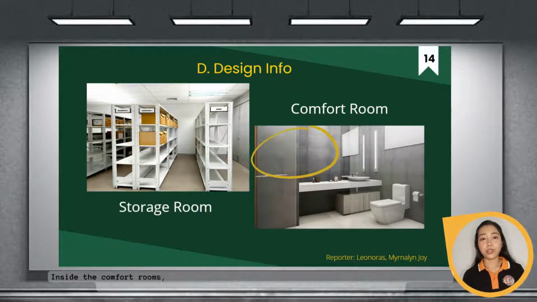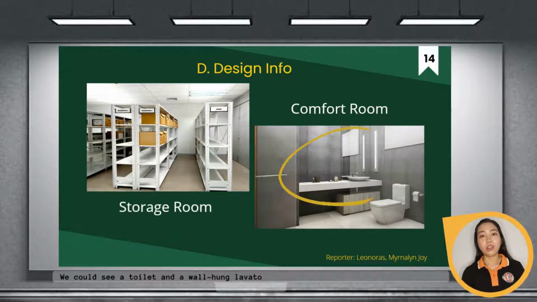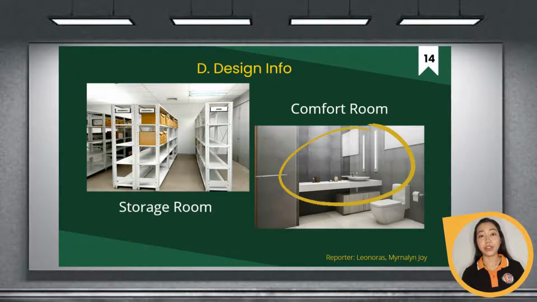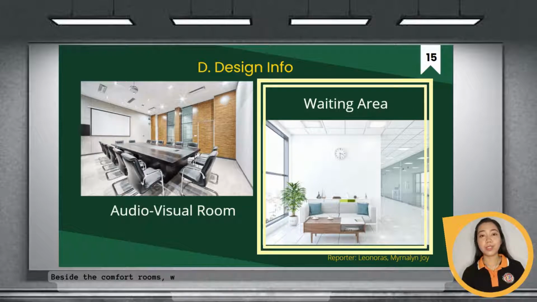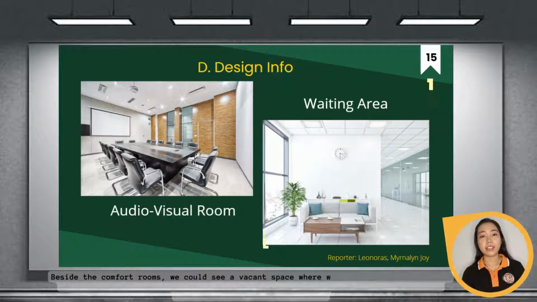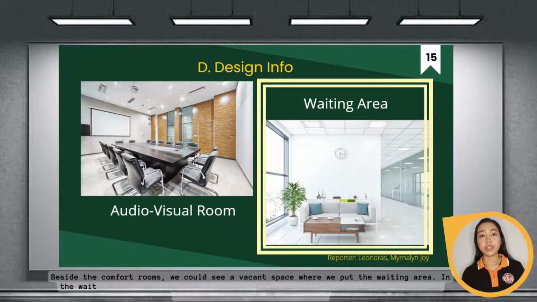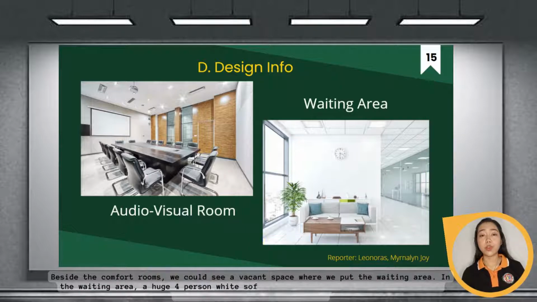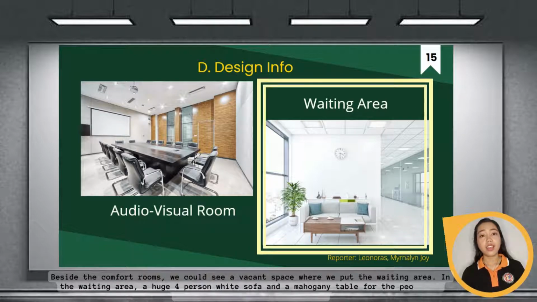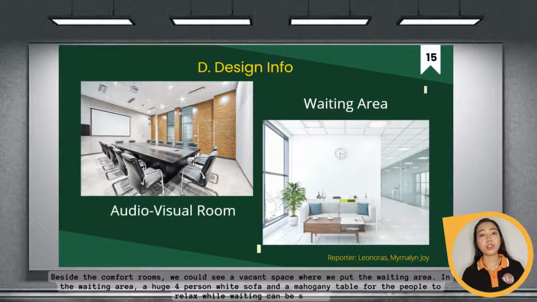Inside the comfort rooms, you could see that the walls are also made of glazed tiles, and several structures used to make the comfort room more modernized. We could see a toilet and a wall-hung lavatory with a sink that was accompanied by a clear mirror. Beside the comfort rooms, we could see a vacant space where we put the waiting area.